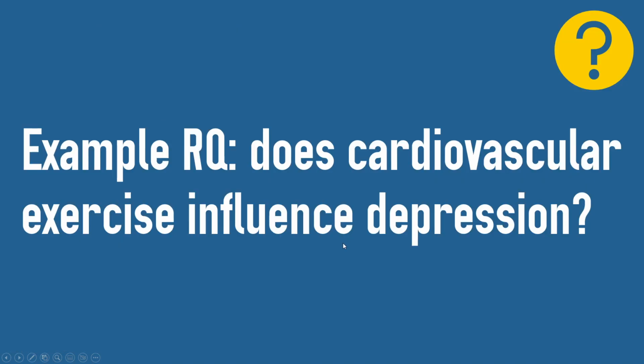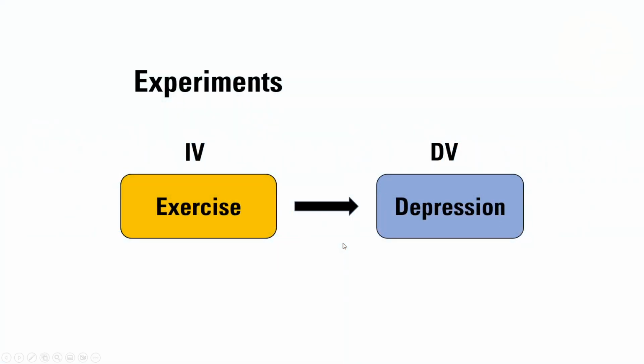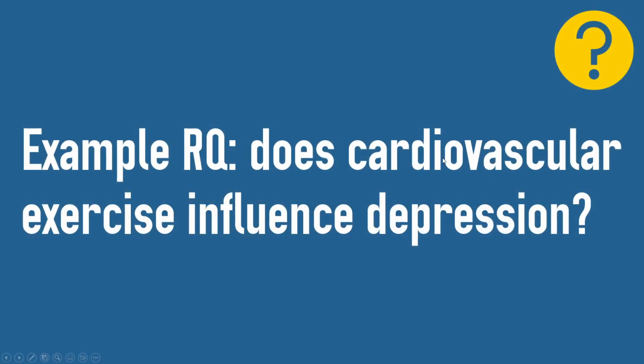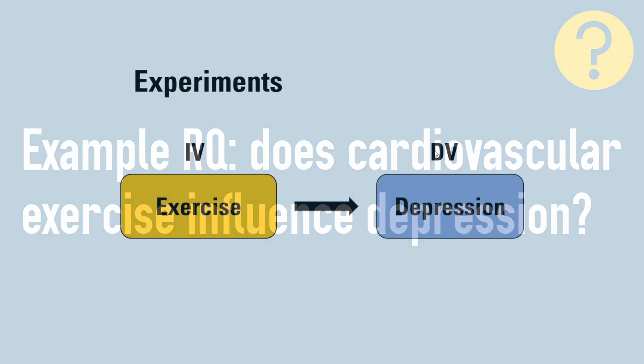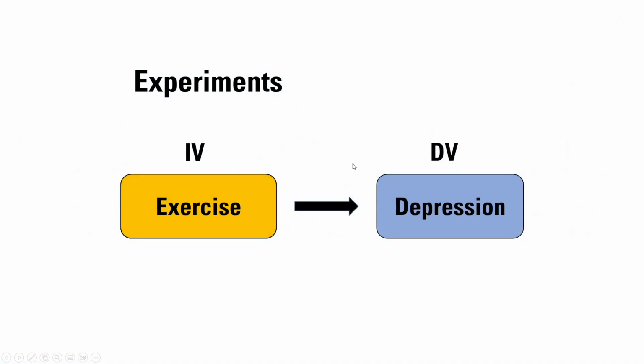So to put it in another example, let's say we wanted to do a study on if cardiovascular exercise influences depression. Right, so basically cardiovascular exercise, basically stuff that gets your heart rate up, right? So like running, for example, or swimming, something like that. So in a basic sense, our dependent variable is depression, and our independent variable is exercise.